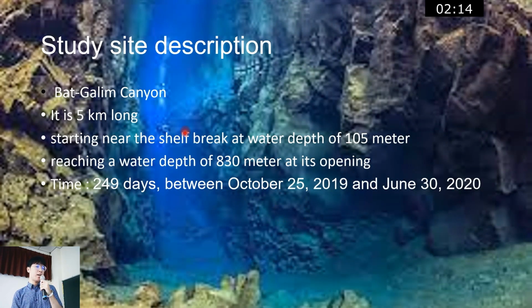And this is the study site. It's called Bat Galleon Canyon, and it's 5 kilometers long. This canyon starts near the shelf break at a water depth of 105 meters, and it reaches a water depth of 830 meters at its opening. This canyon is type 1. And the time is 249 days between October 25, 2019 and June 30, 2020.